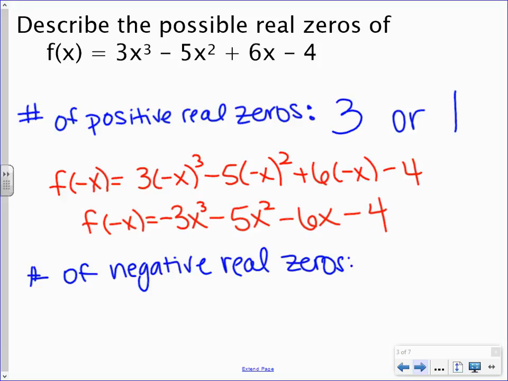Okay? How many sign variations do we have in f of negative x? None. So we will not have any negative real zeros. This is nice because when we write our possible rational zeros, we can automatically eliminate half the list and only focus on the positive ones. That's nice, isn't it? So we're actually going to go through and find the zeros to this function. Okay?